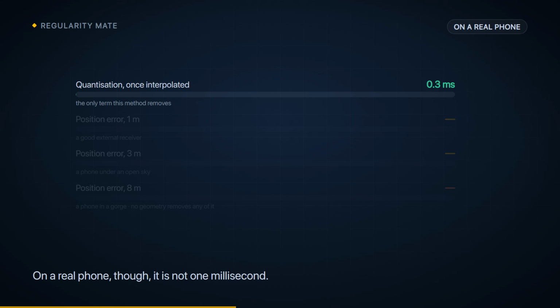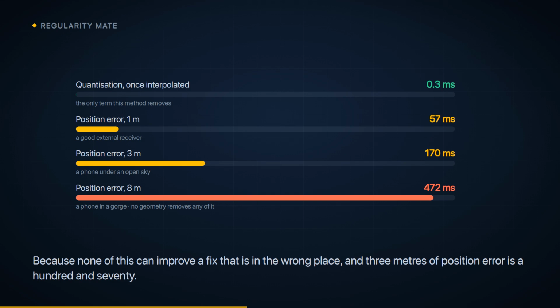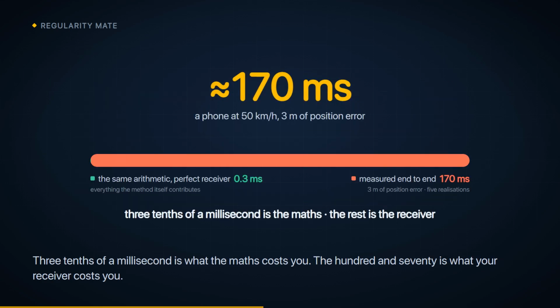On a real phone though, it is not 1 millisecond, because none of this can improve a fix that is in the wrong place, and 3 meters of position error is 170. 0.3 of a millisecond is what the maths costs you. The 170 is what your receiver costs you.